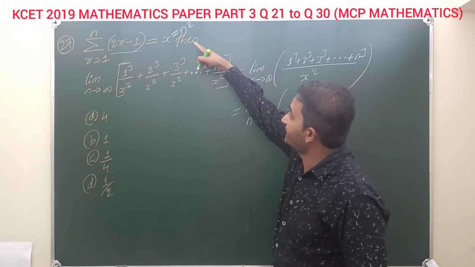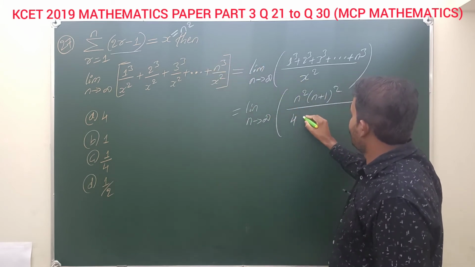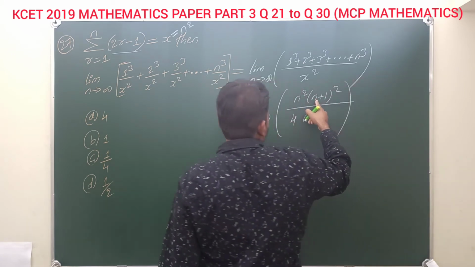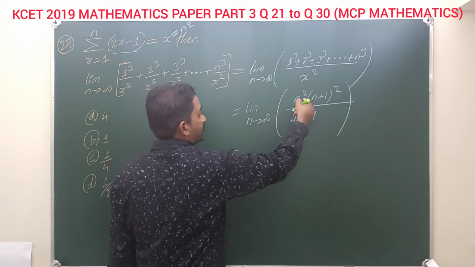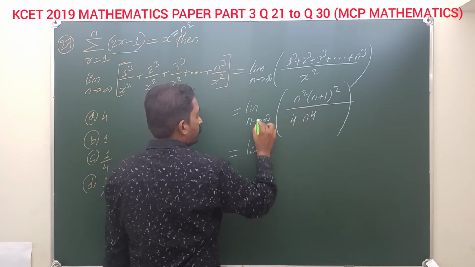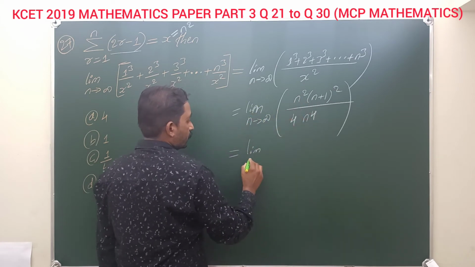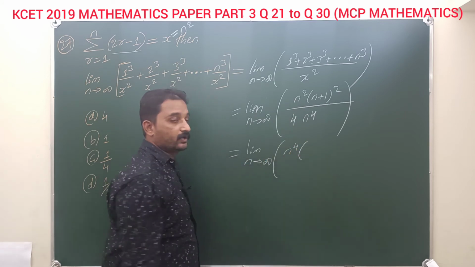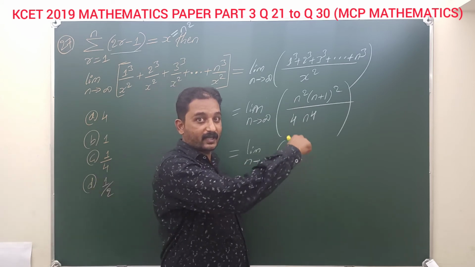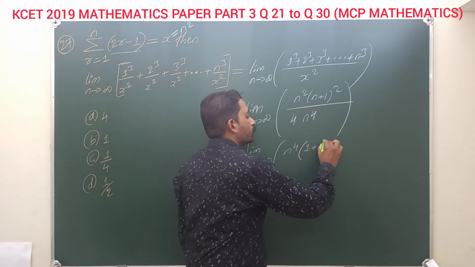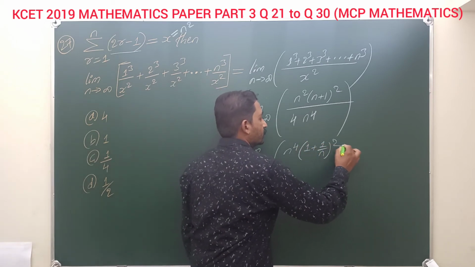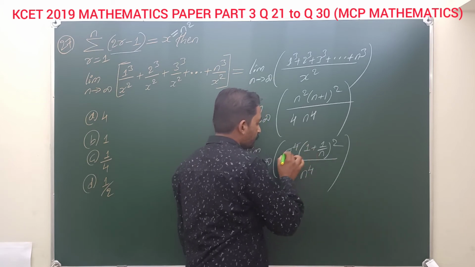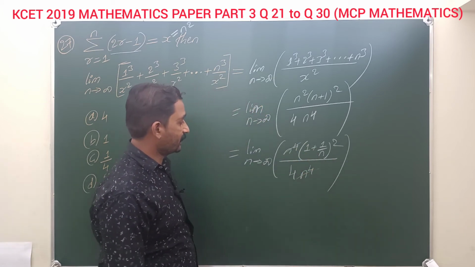Here x is equal to n square. X square means what? N to the power of 4. Now here in this case we take n outside, it becomes n square into n square, n to the power of 4. So in the numerator n to the power of 4 into 1 plus 1 divided by n whole square, divided by 4 into n to the power of 4. Here in the numerator and denominator n to the power of 4 is there, cancel each other.